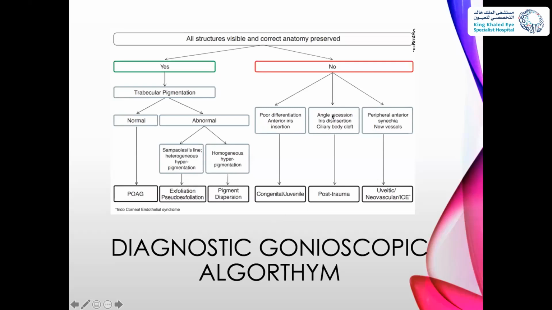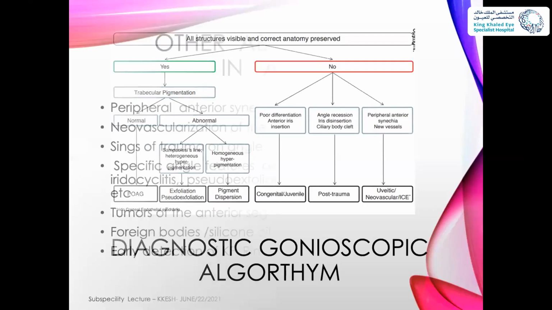It can be angle recession, where you can see the ciliary body too much and the scleral spur is very widely glistening, then this could be post-traumatic injuries. Or it can be, as in cases of posterior synechial formation or membranes due to uveitic or neovascular diseases, or also in cases of ICE syndrome, which is iridocorneal endothelial syndrome.